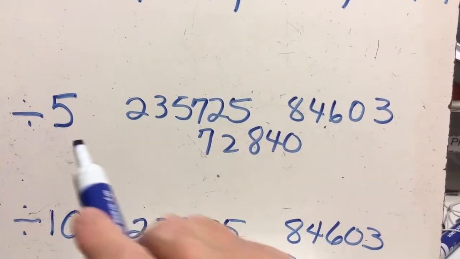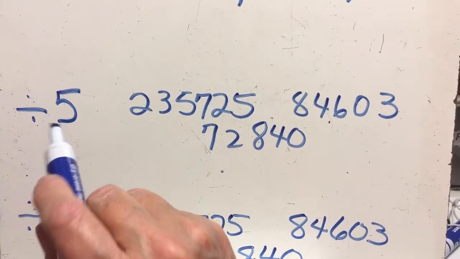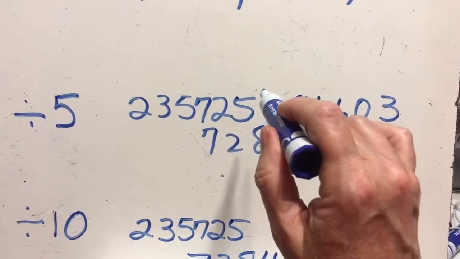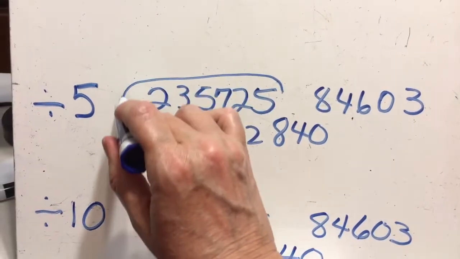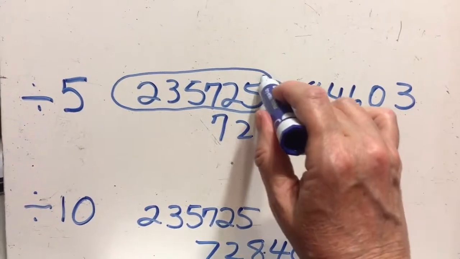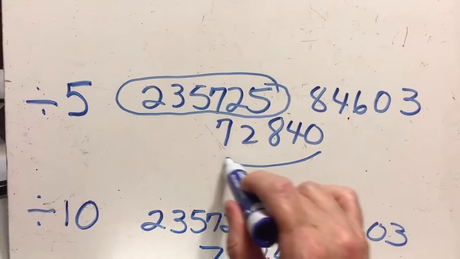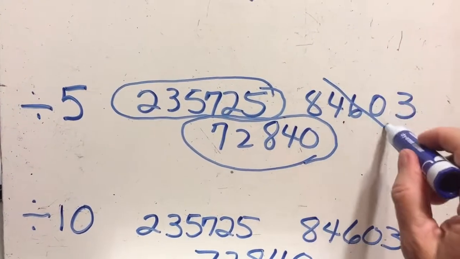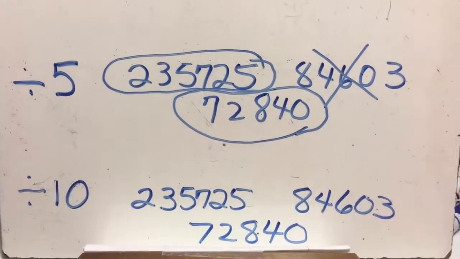So let's do the division by 5. Remember, to be divisible by 5, we need to finish with a 5 or a 0. This number here is divisible by 5 because there's a 5 on the end. And this one here is divisible by 5 because there's a 0 on the end. This one is not going to work.